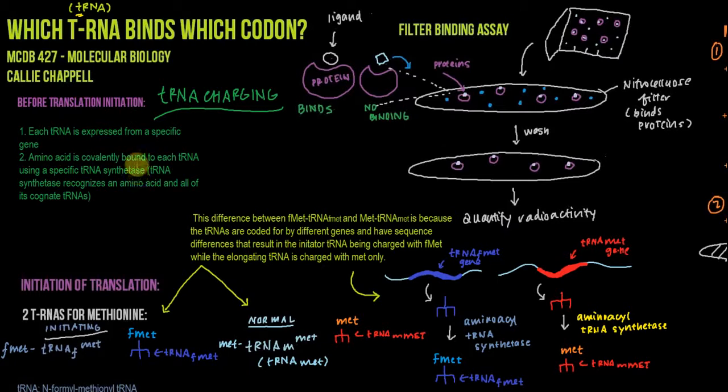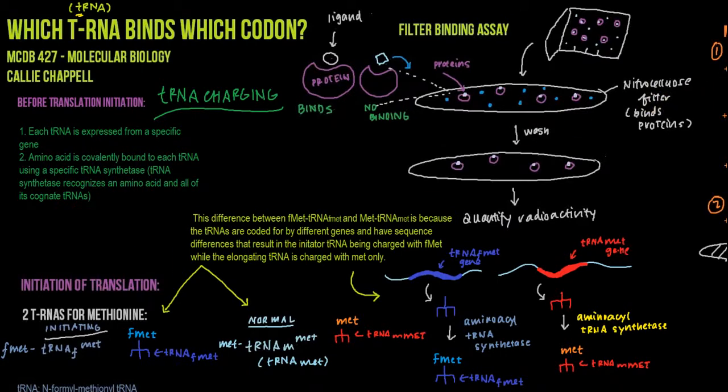Before we get started, I just want to remind you a little bit about tRNA charging. Before translation initiation can actually occur, really two things have to happen. The first is that tRNA has to be expressed from a particular gene. And second, that tRNA has to be charged with an amino acid. So an amino acid needs to be covalently bound to each tRNA using a specific tRNA synthetase. And note that a tRNA synthetase recognizes an amino acid and then all of its cognate tRNAs.